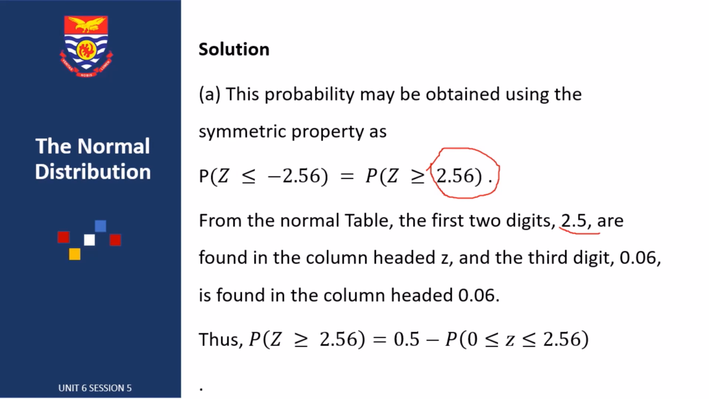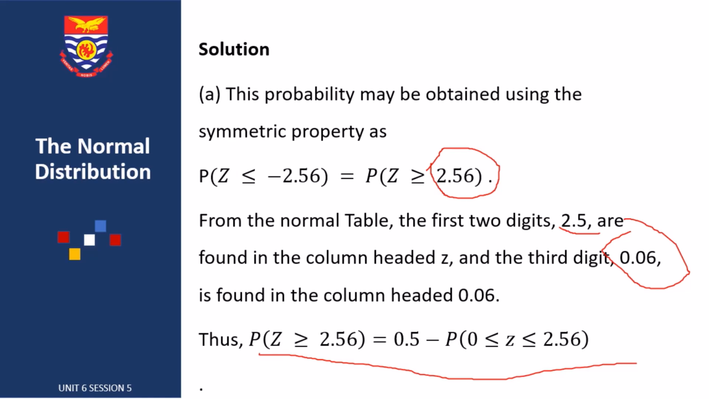So reading 2.5 and 0.06, in the column headed that. From this, the formula will now be reduced to, because it's a half table and you are reading from the tail end of the normal distribution, P of z greater than 2.56 will be equal to 0.5 minus P of 0 up to 2.5.